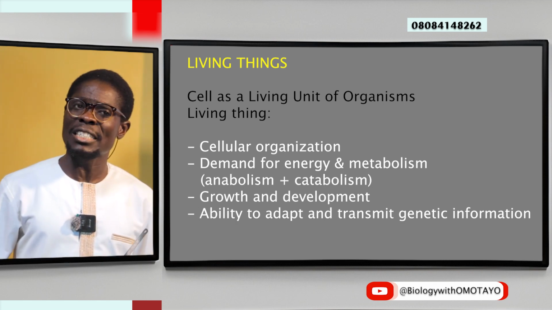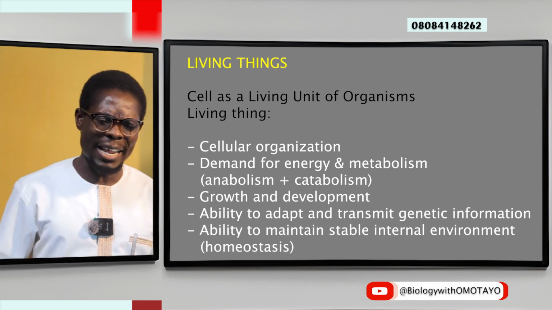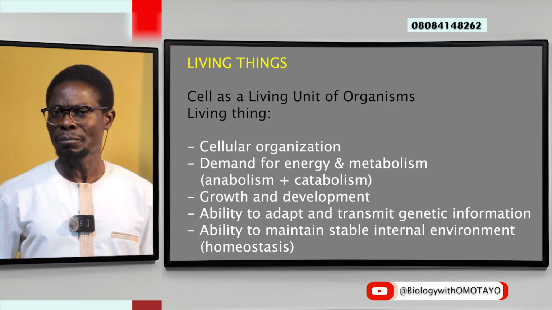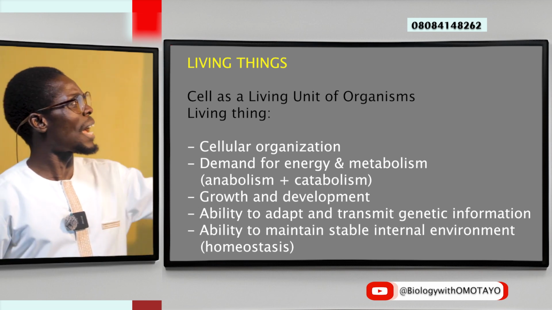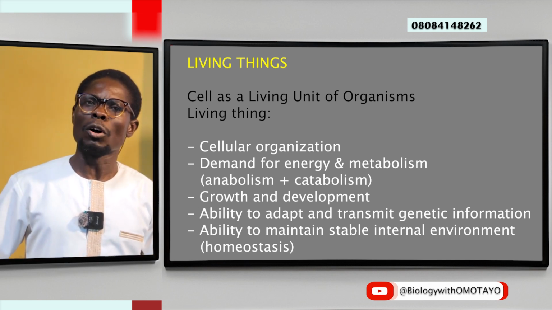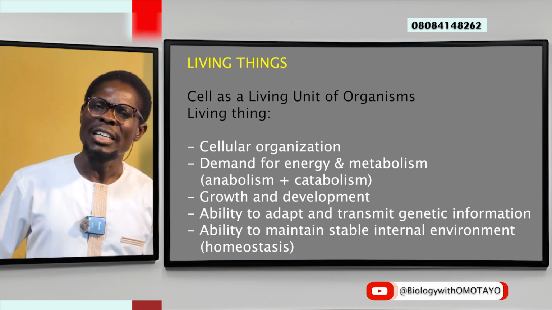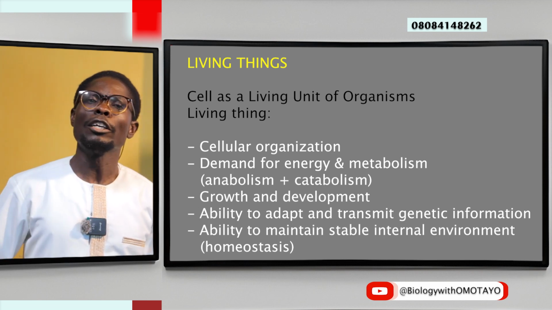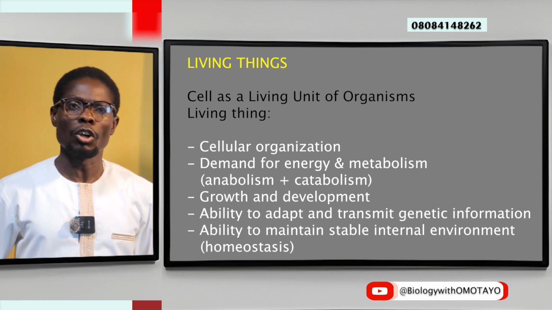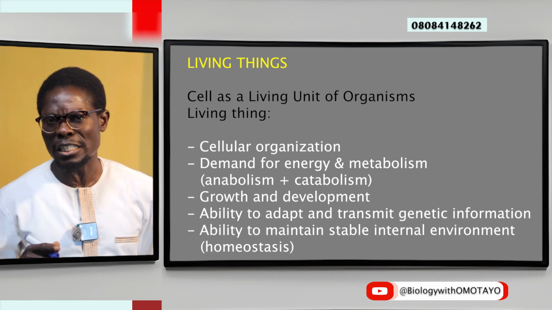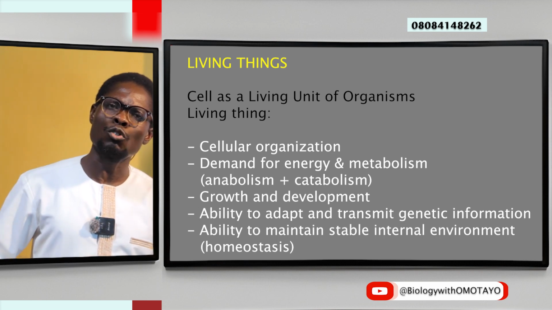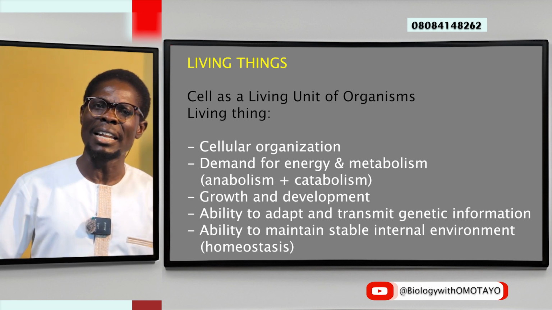And lastly, such a thing should have the ability to maintain a stable internal environment, that is homeostasis. So, a quick one. For a thing to be termed as a living thing, it must have a cellular organization. Such a thing must have demand for energy with which it facilitates metabolism. Such a thing should have the ability to ensure growth and development. Such a thing should equally have the ability to transmit genetic information. And then lastly, it should have the ability to maintain a stable internal environment.